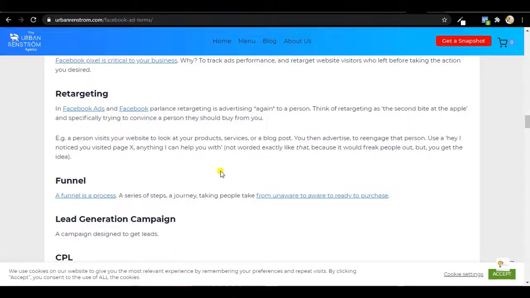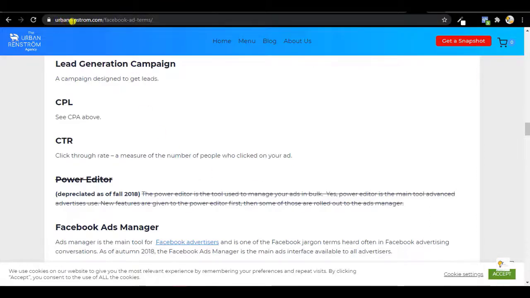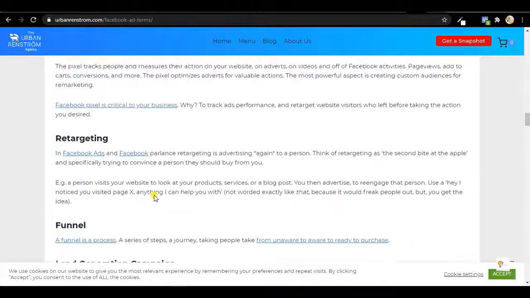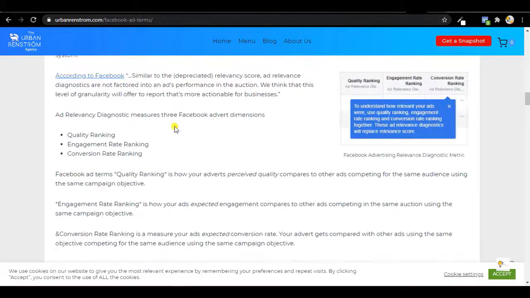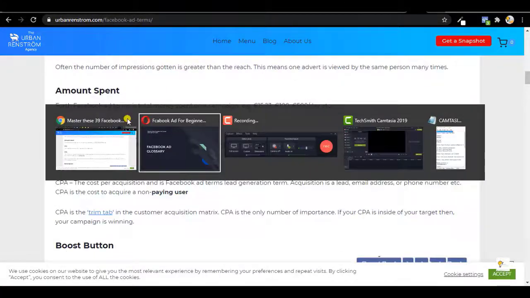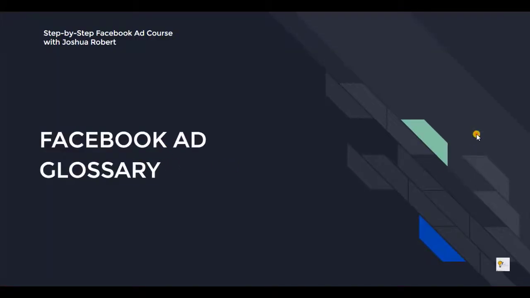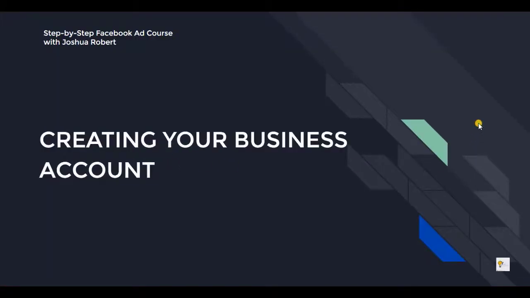So you can come to this page, just click on Facebook Ad Glossary as I did, and you are going to see this. Now moving forward, creating your business account.